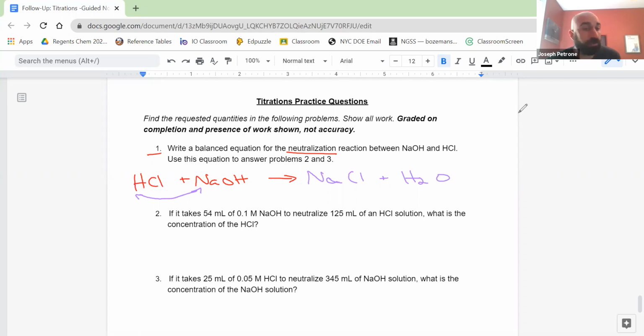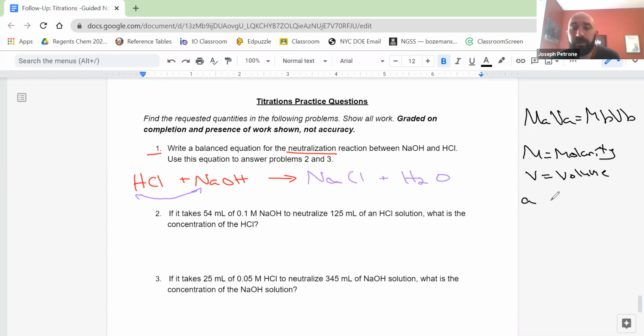The formula for our titration calculations is MAVA equals MBVB. Once again, M stands for molarity or concentration, V stands for volume, and then the A and B stand for acid and base respectively. So I'll write that in as well. M is molarity, V is volume, and then A is acid, B is base. And that's consistently how you would work through something like this.